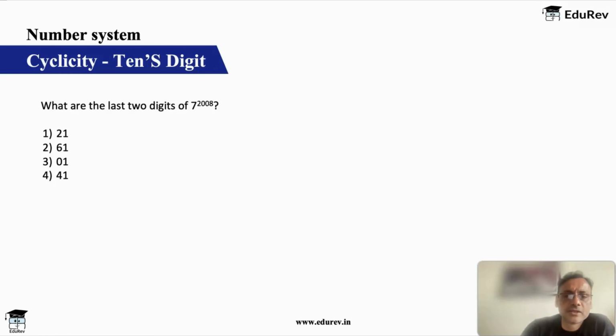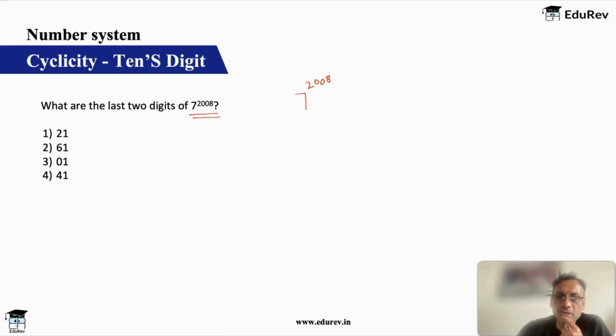So let's say the question is, what are the last two digits of 7 to the power 2008? Now this we will solve using both the concepts. Let's solve this using what we just learned, and let's solve it using the method of reducing 7 so that it becomes 1 in the end and we get the answer from that. So we'll solve it using both.